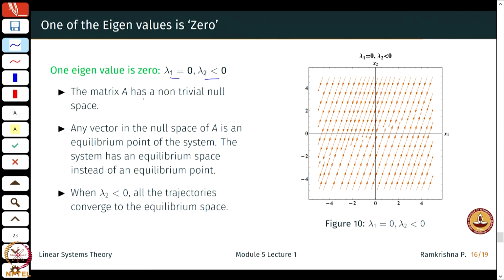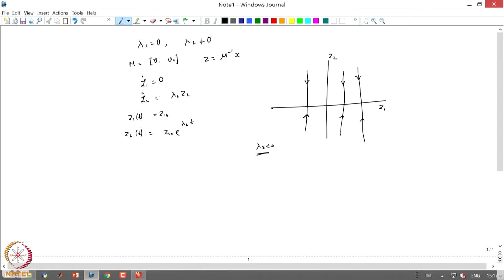So, first is the matrix A has a non-trivial null space, and any vector in the null space of A is an equilibrium point of the system. Okay, how will we deduce the equilibrium point? So, if I have a system like this, z1 dot, z2 dot is 0, 0, 0, lambda 2, times z1, z2. What are the equilibrium points? If I just solve for this, I will have lambda 2 z2 equal to 0, which means z2 equal to 0. Okay. Then this is the only solution I get from solving this.